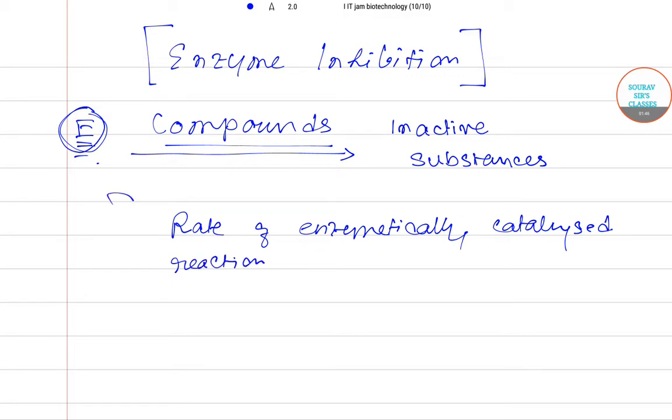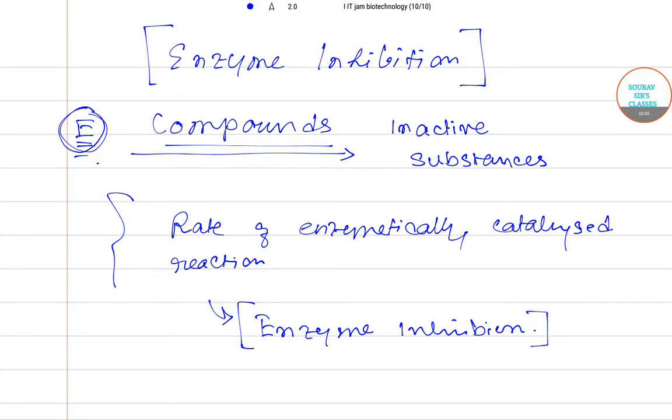This type of process is called enzyme inhibition. And the substances which are responsible for making an enzyme inactive are called enzyme inhibitors.